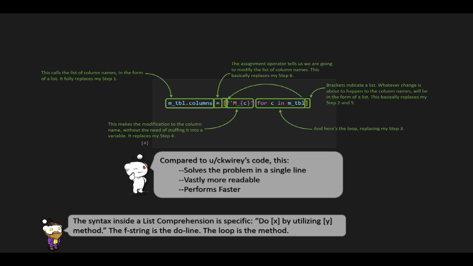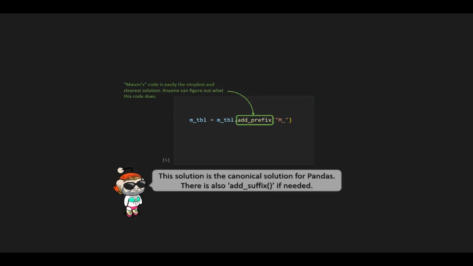If list comprehensions are still beyond you, as they are basically for me, fear not. For this particular use case, you can still rely on the add prefix method, or, as Mason also points out, the add suffix method. These are the canonical solutions for Pandas.